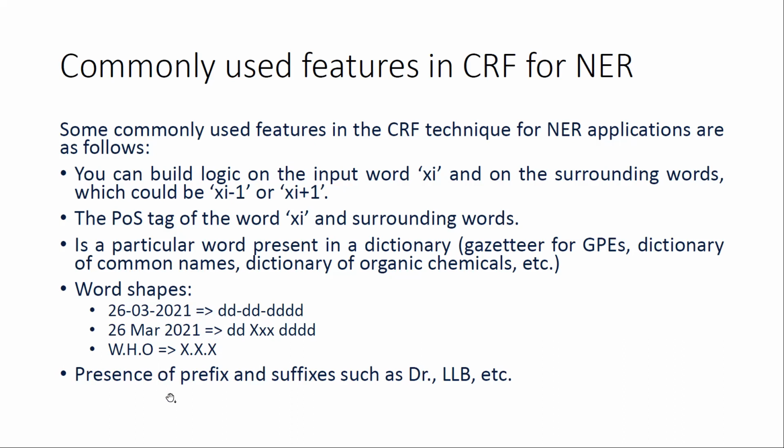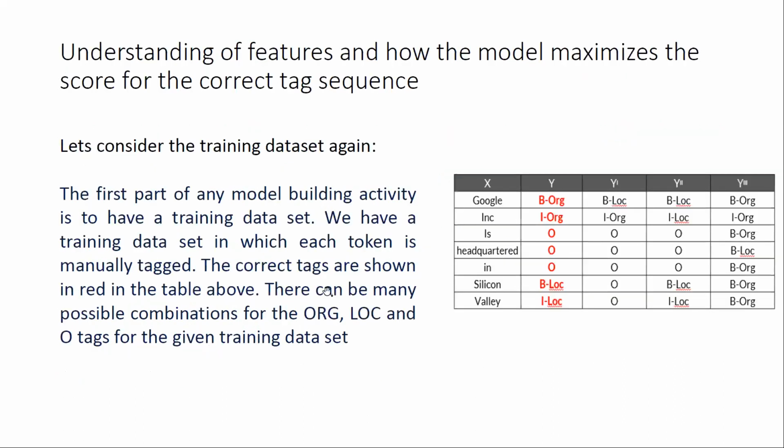So you can also maybe find some prefix or suffix such as doctor or LLB. If someone is a lawyer, they will put an LLB at the end of their name. If someone is a PhD or a medical doctor, they will put Dr. in front of their name. So these prefixes and suffixes will help us understand what kind of features we are trying to build. There are multiple options. You can choose any way to build your features.